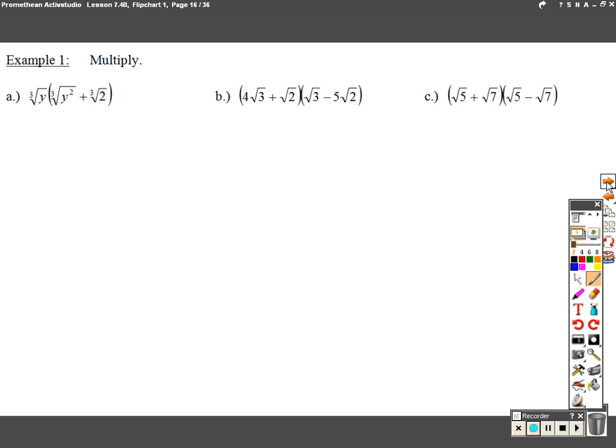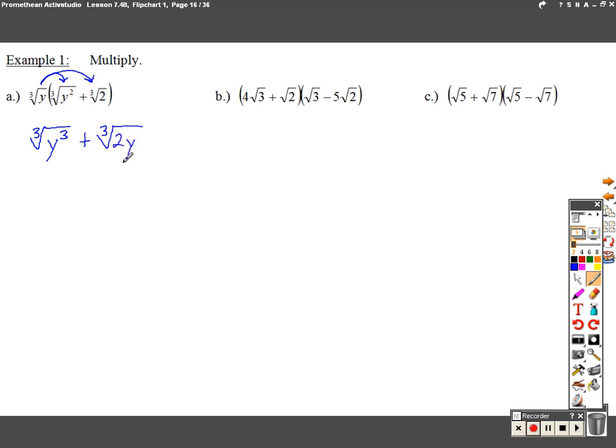Okay, our first objective today will be multiplying radical expressions. Sometimes you're going to distribute, sometimes you're going to FOIL. In letter A here, we are going to distribute since we have just this single term times two terms. So I'm going to distribute the cube root of y. And what's nice is, since this is a cube root and both of my other radicals are cube roots, I'm able to just multiply the radicands. So cube root of y times the cube root of y squared is just the cube root of y cubed. And cube root of y times the cube root of 2 is just the cube root of 2y.